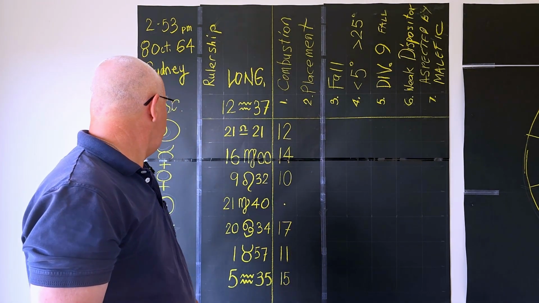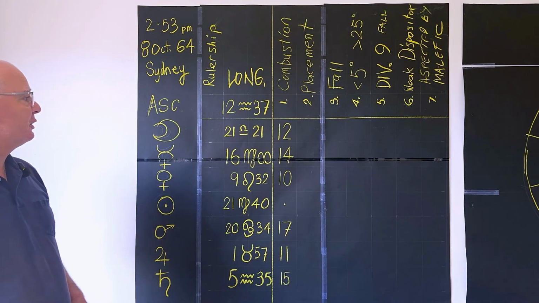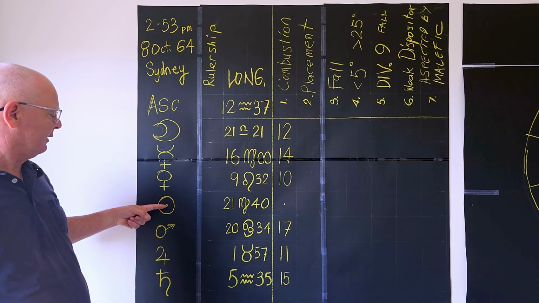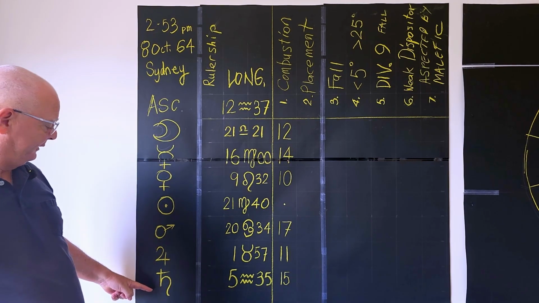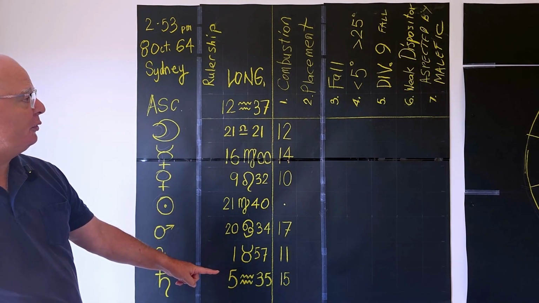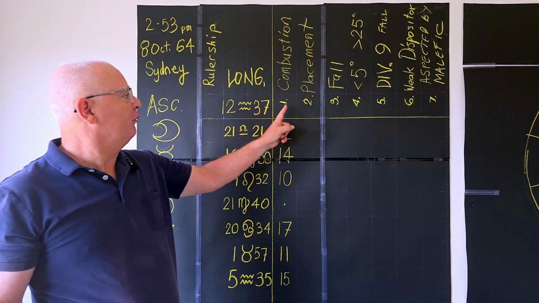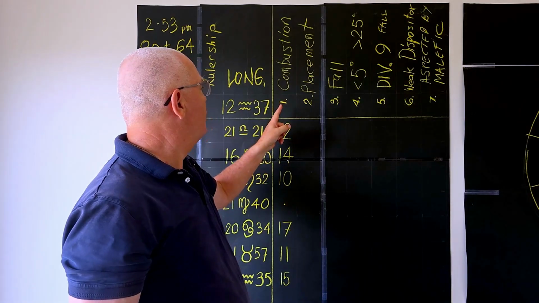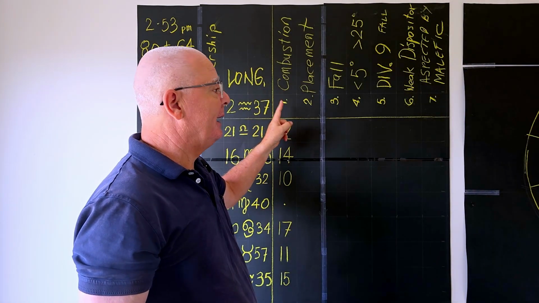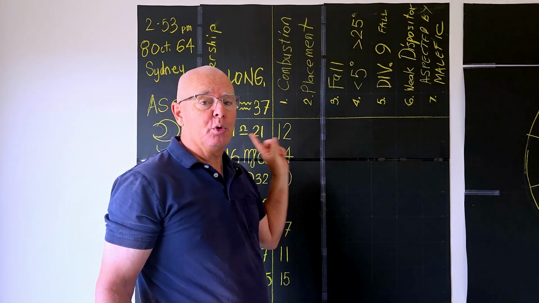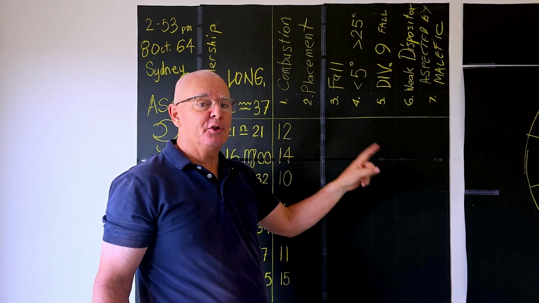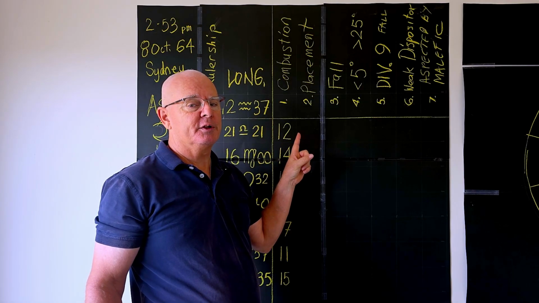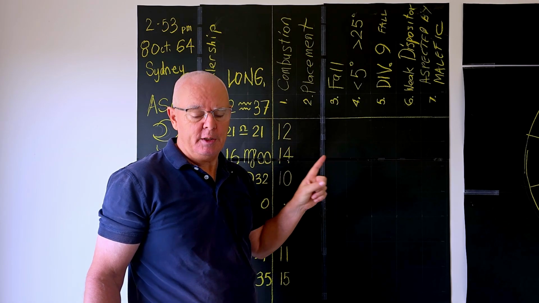There's also here, just to give you a look, the ascendant, Moon, Mercury, Venus, Sun, Mars, Jupiter, and Saturn, all their longitudes. And here I've listed 7 weaknesses, which we will calculate after I put these planets in a circle. The circle will make it easier to see some of these weaknesses. So let's move over here.